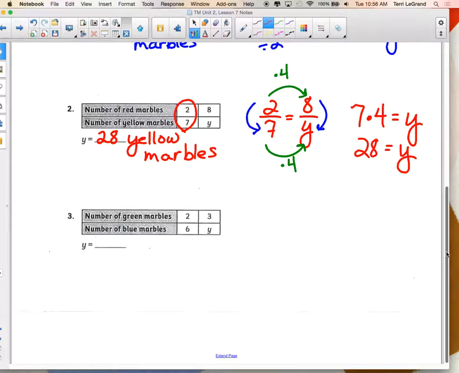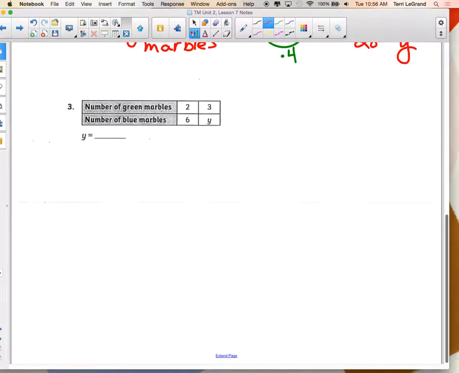Okay, I want you to totally try number 3 on your own here. Set up the proportion first. Make a decision about horizontal or vertical strategy. Write your equation.